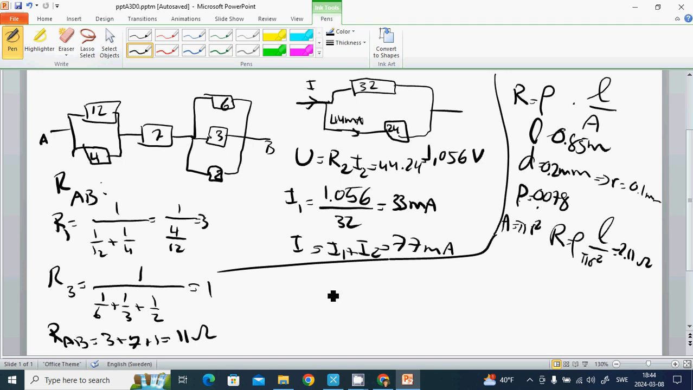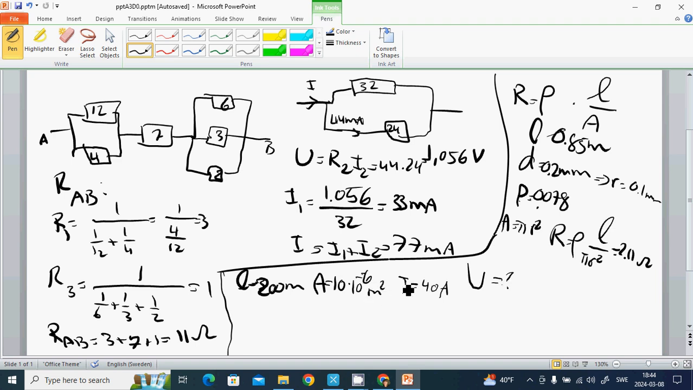And we find R equals 2.11 ohm. We have a wire made of copper, the length is 200 meter, the area A is 10 multiplied by 10 to the minus 6 meter squared, and I is 40 ampere, and we will find the voltage.